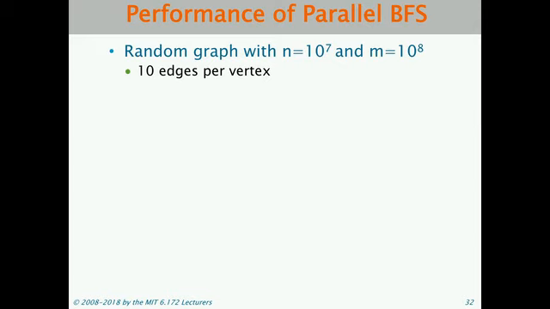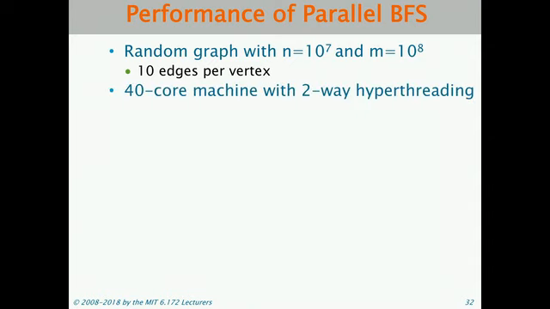OK, so let's look at how this parallel BFS algorithm runs in practice. So here I ran some experiments on a random graph with 10 million vertices and 100 million edges. And the edges were randomly generated, and I made sure that each vertex had 10 edges. I ran experiments on a 40-core machine with two-way hyperthreading.